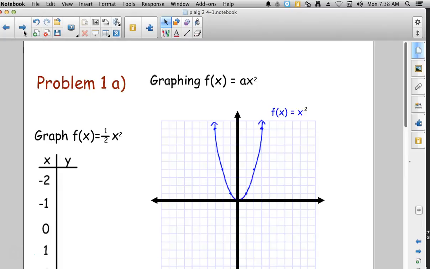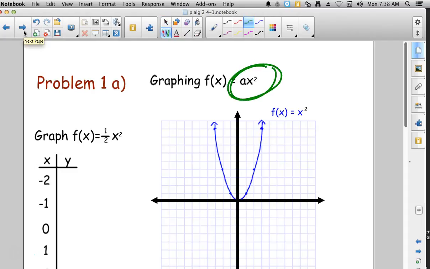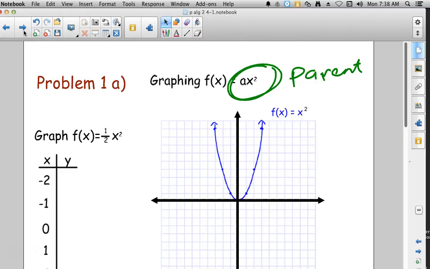So now, problem number one says graphing f of x equals ax squared. And here's what I need everybody to remember. This is our new parent function for any of the graphs that we're going to do. If we see f of x equals 3x squared plus 5x plus 7, the 3x squared gives us our shape. That gives us our parabola and tells us that it has a vertical stretch.